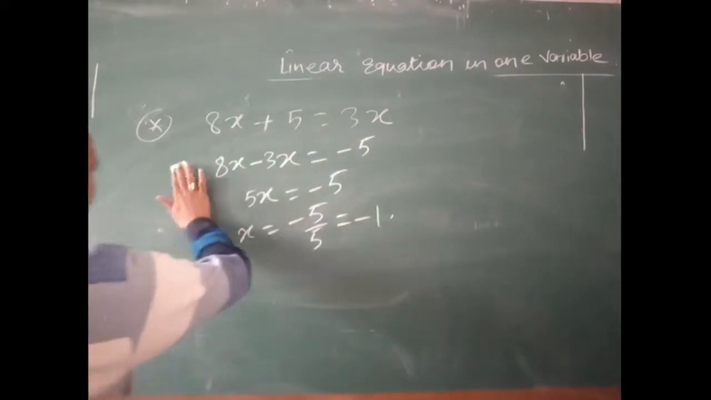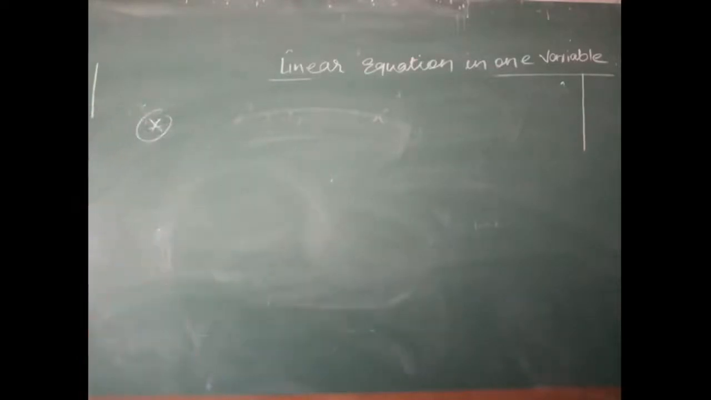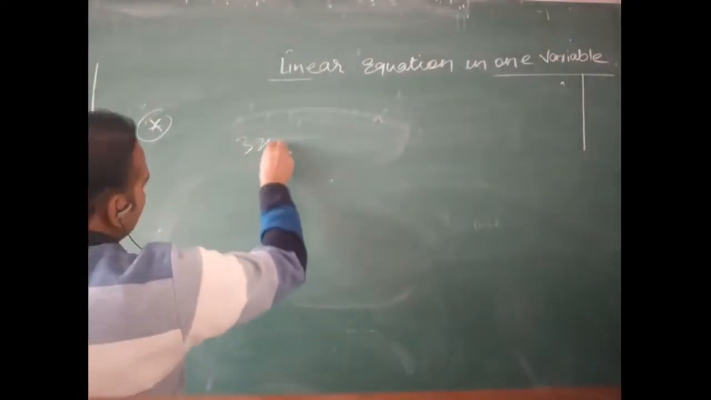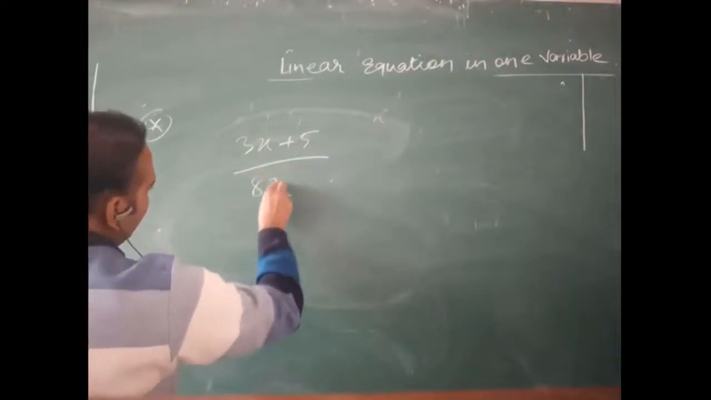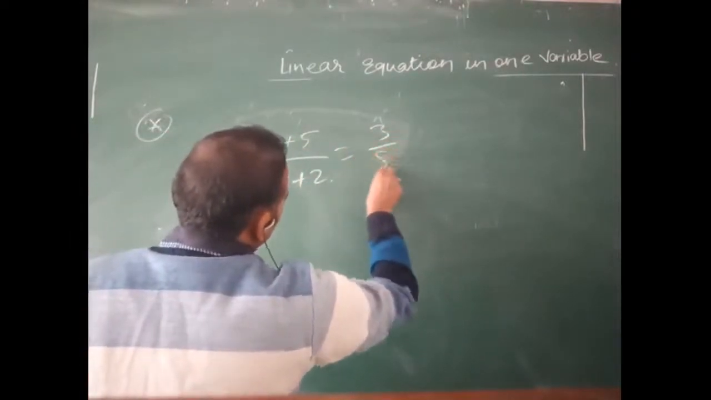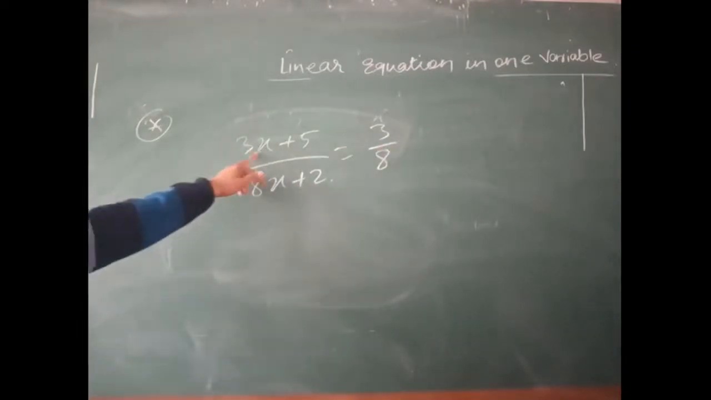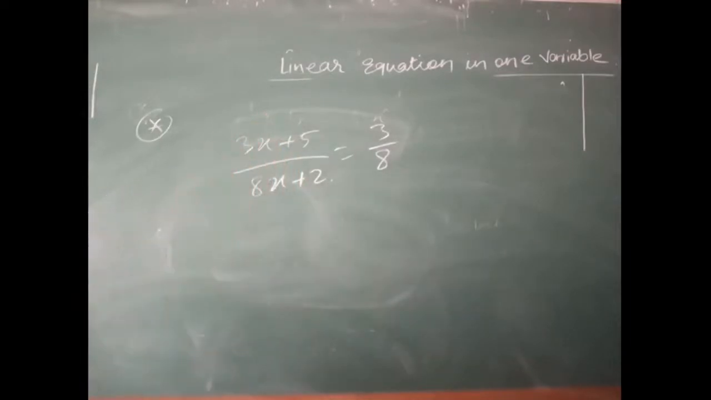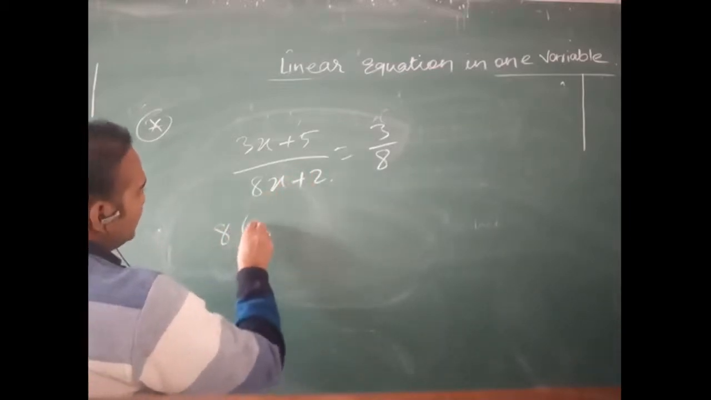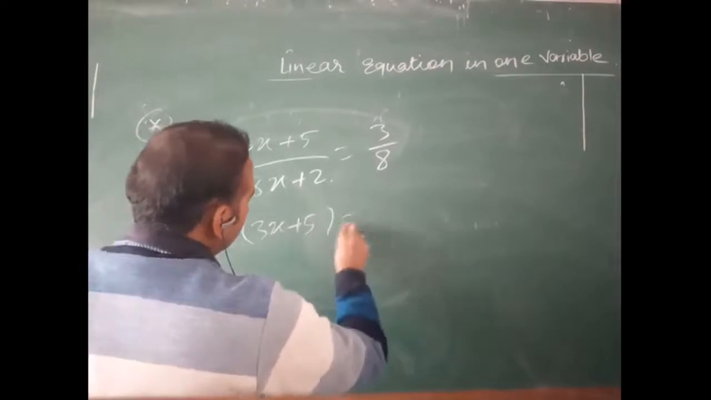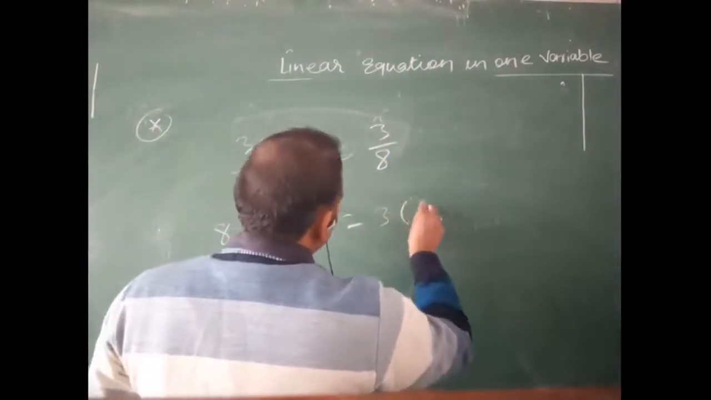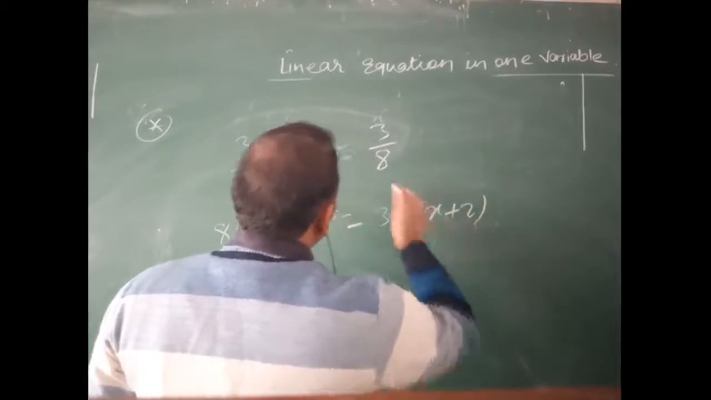Similarly, you have some problem like (3x plus 5) by (8x plus 2) is equal to 3 by 8. This is also a linear equation in one variable, because the degree of x is 1, the highest power is 1, and variable is x only. Then how to solve such type of problem? You have to make it cross multiplication. That is 8 into (3x plus 5) is equal to 3 into (8x plus 2). Cross multiplication.